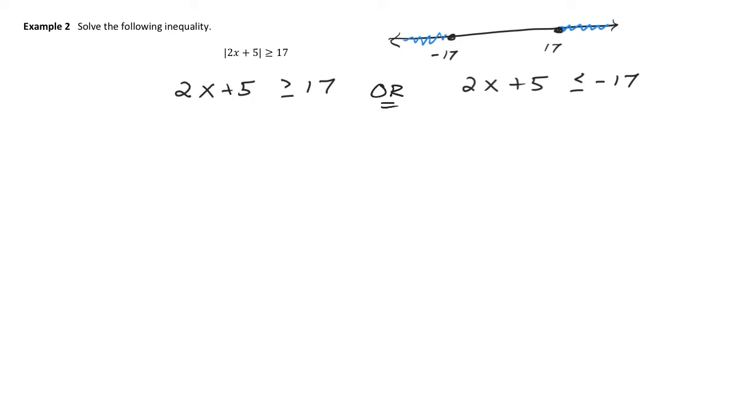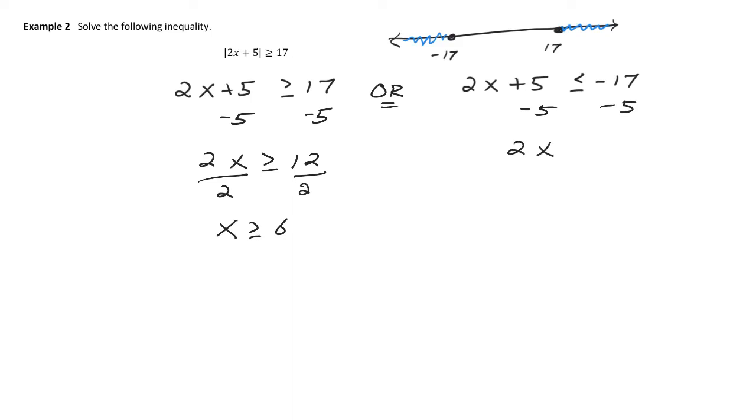But solving it is the same way, where I'm going to subtract 5 from both sides of my inequality, and I get 2x is bigger than or equal to 12. And then I'm going to divide both sides by 2, and I get x is greater than or equal to 6. My second inequality is going to look really similar. I'm still going to take 5 from both sides. I get 2x, it's now less than or equal to -22. And after I divide both sides by 2, I get x is less than or equal to -11.